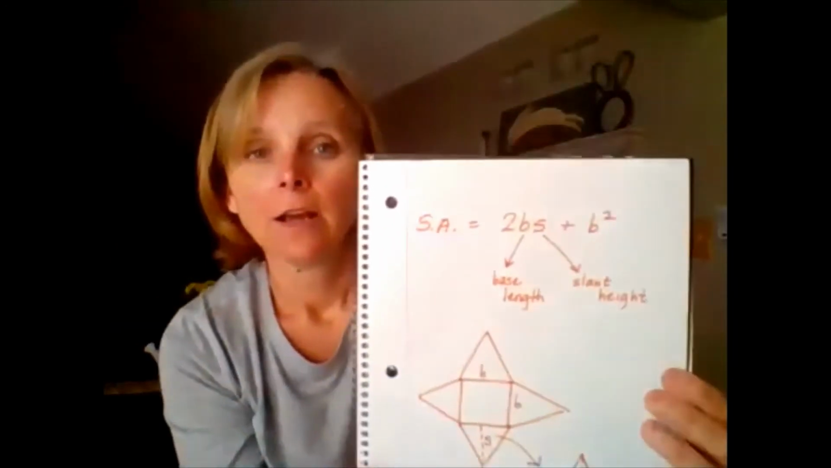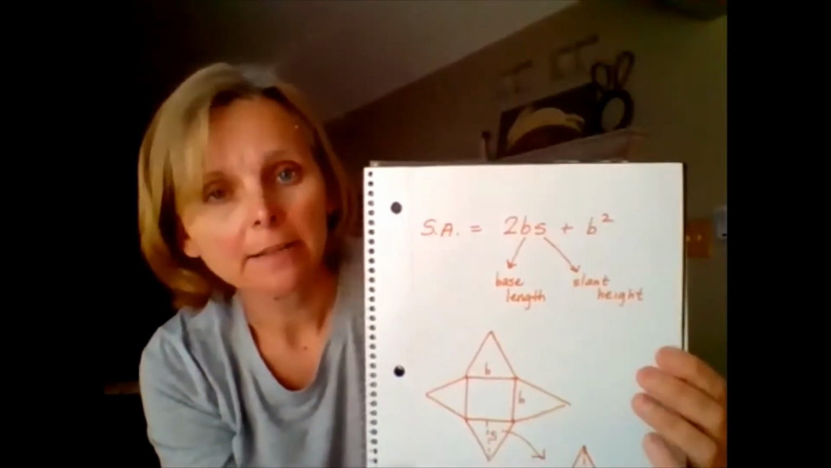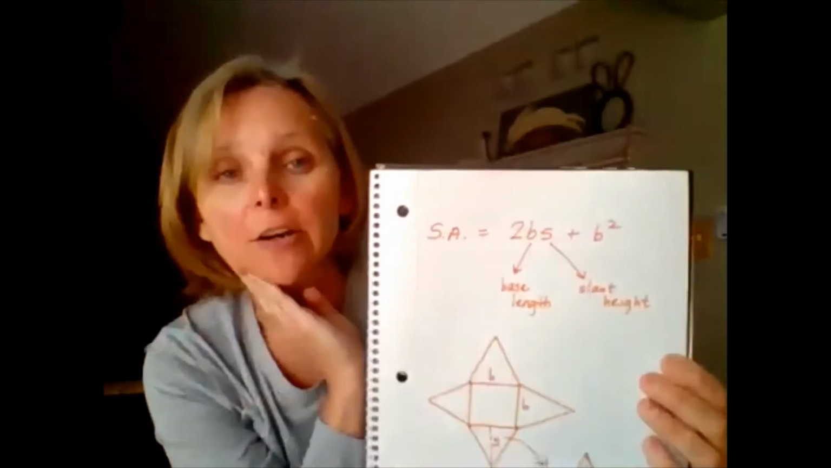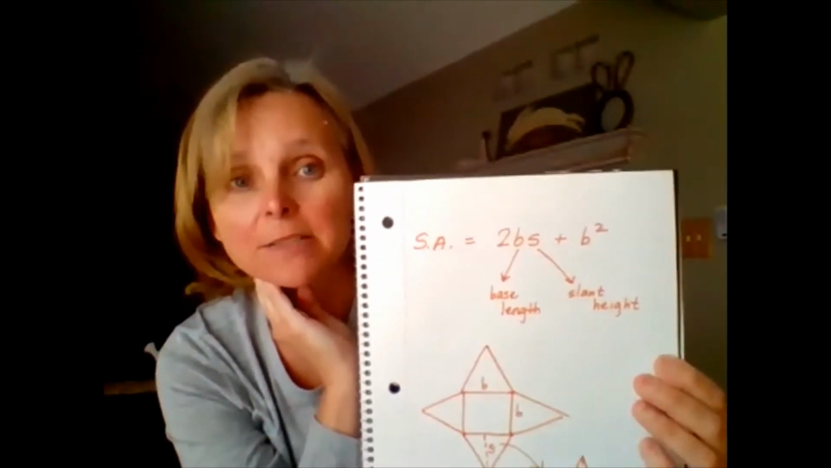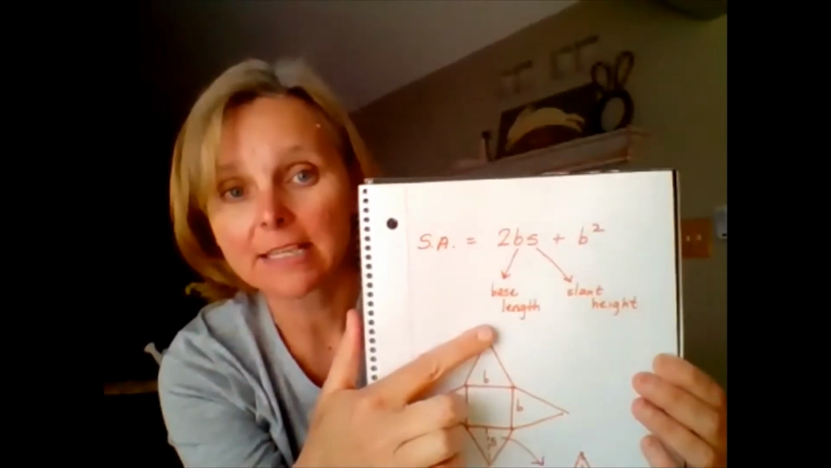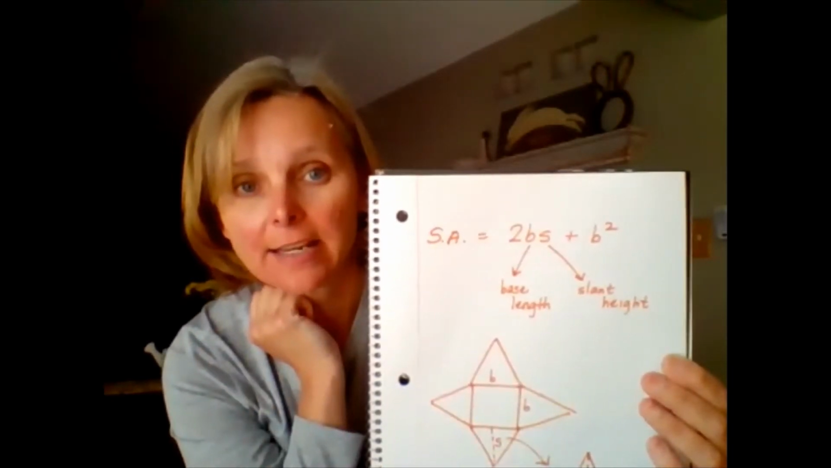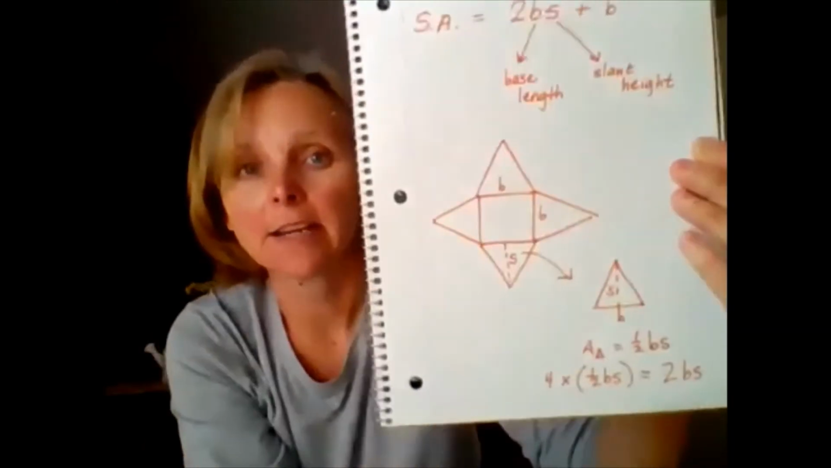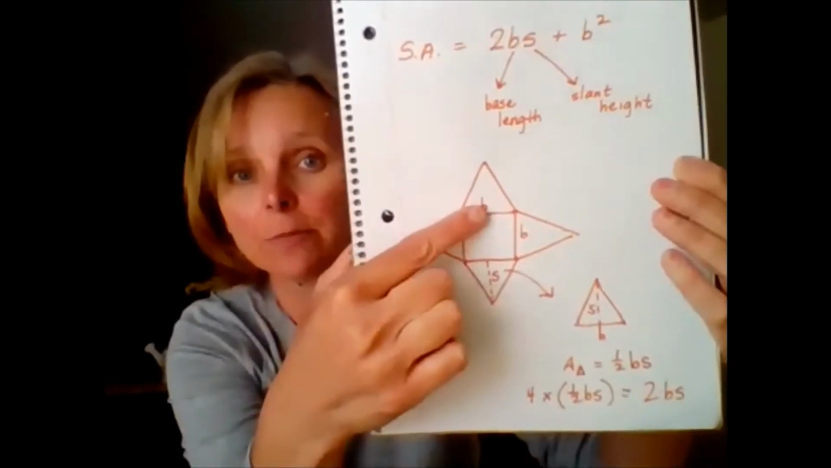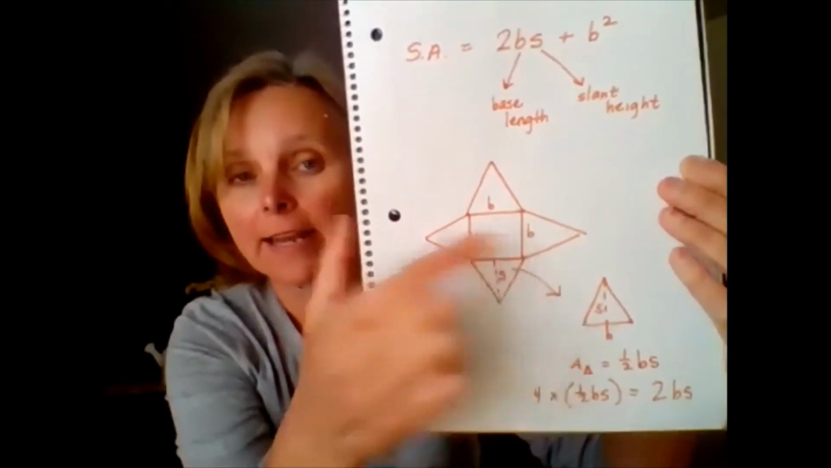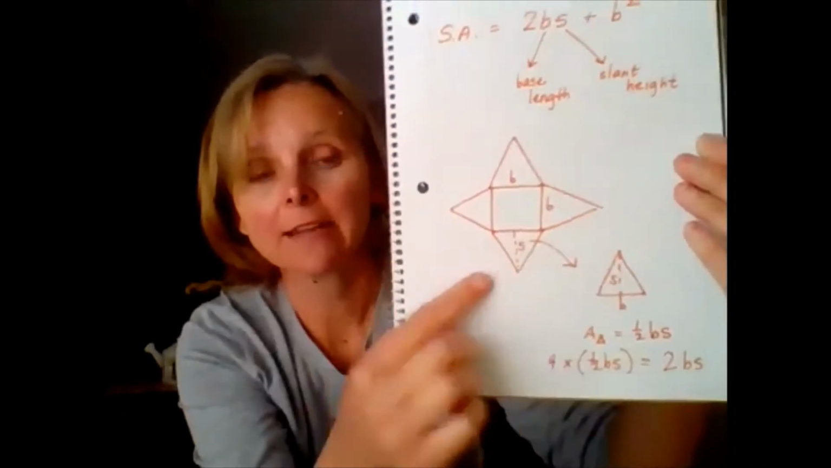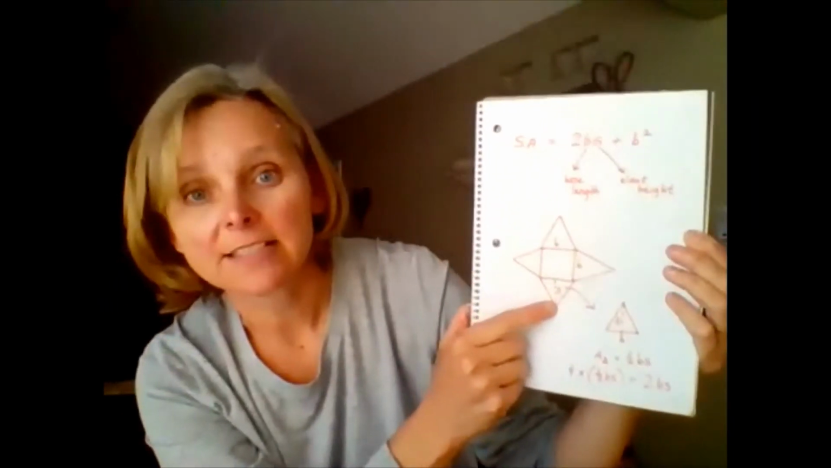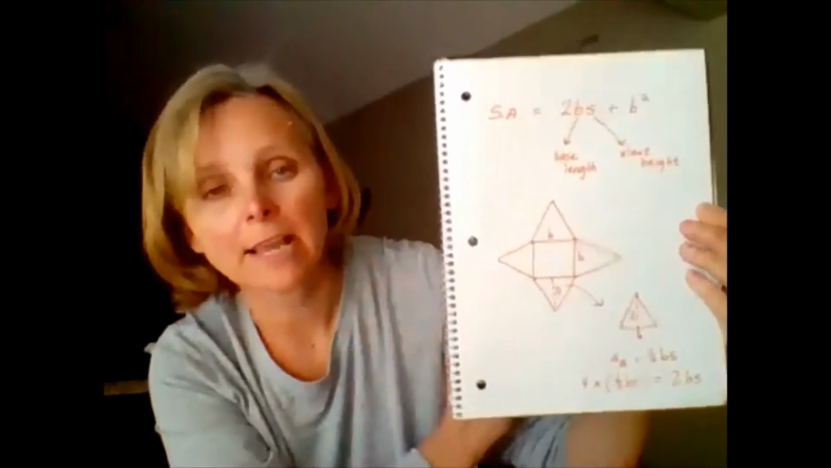Okay, if you wanted to use the formula, I will show you what it looks like. Okay, pretty complicated. Just from looking at it, surface area equals 2bs plus b squared, where b is the base length and s is the slant height. Now think about how we came up with this formula. Well, again, here's the net. Okay, and I have it labeled b for the base, and I labeled 2 of the bases, and then this is the slant height when it's assembled as a pyramid.